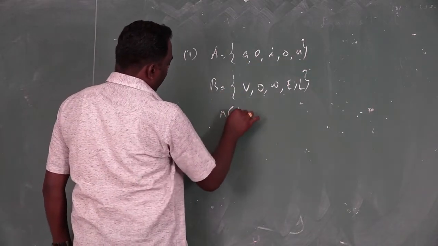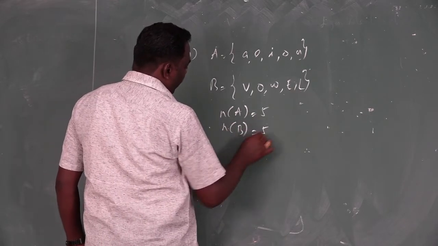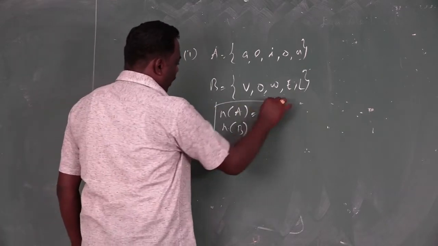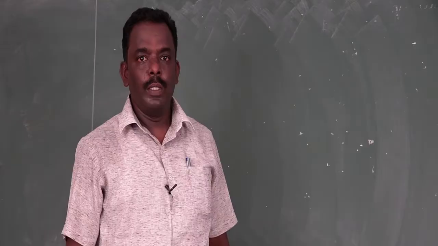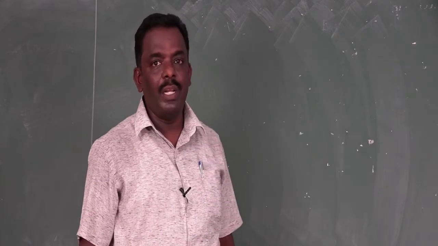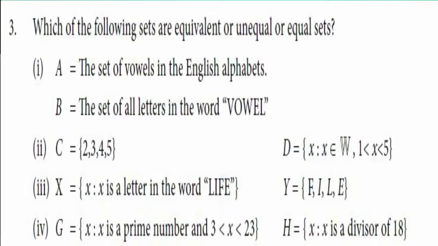n(A) is equal to 5. n(B) is also 5. Both the numbers of elements are equal. Therefore, A is equivalent to B. Okay, in the same question the remaining two subdivisions are 3 and 4. Now let's come to question number 4.